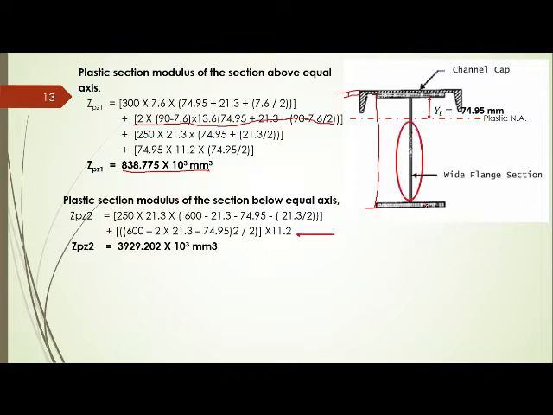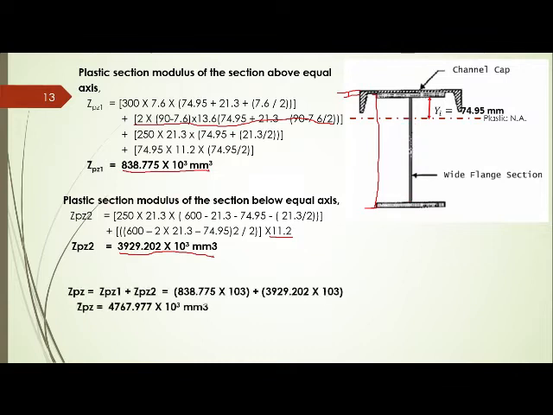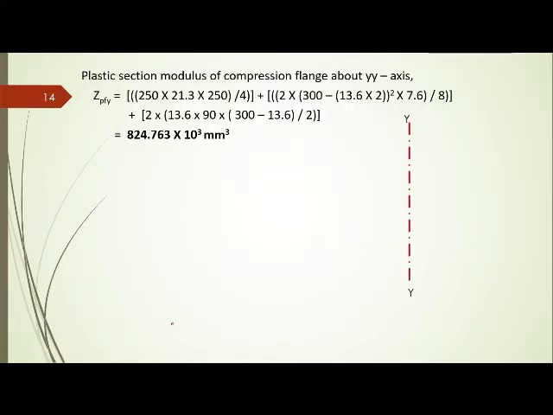Now nextly, we have calculated this portion, which is 600 minus 2 flange thickness, minus this distance 74.95, divided by 2 into 2. And then it has been multiplied by this 11.2, and we have calculated the portions of the ZPZ2, this portion of the plastic section modulus, and we have added it to find out the total plastic section modulus ZPZ. It is coming as 476795 into 10 to the power 3 millimeter cube. So let us come here.